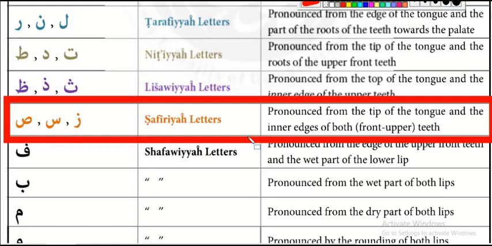We have started lesson number 3. We did the definition. We did some of the examples. And after that, we did the pronunciation of 3 letters, haruf safiriya, the group of haruf safiriya. It contains 3 letters in them, za, sin, and sad.